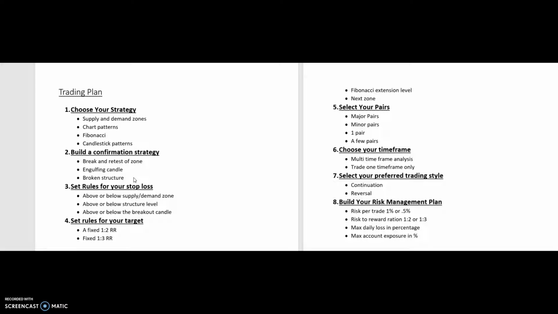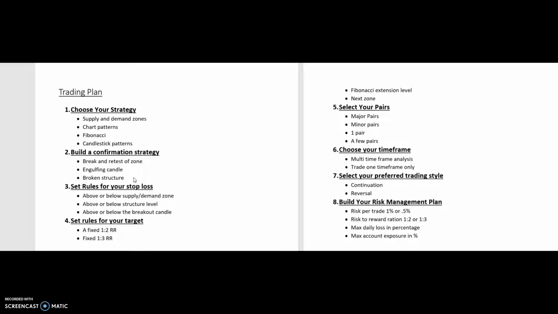It depends on how big or small the supply or demand zone is for me to put it below or above the zone. So yeah, those are my rules for the stop loss. My rules for the target is I usually go by Fibonacci extension levels, or I trade to the next zone.